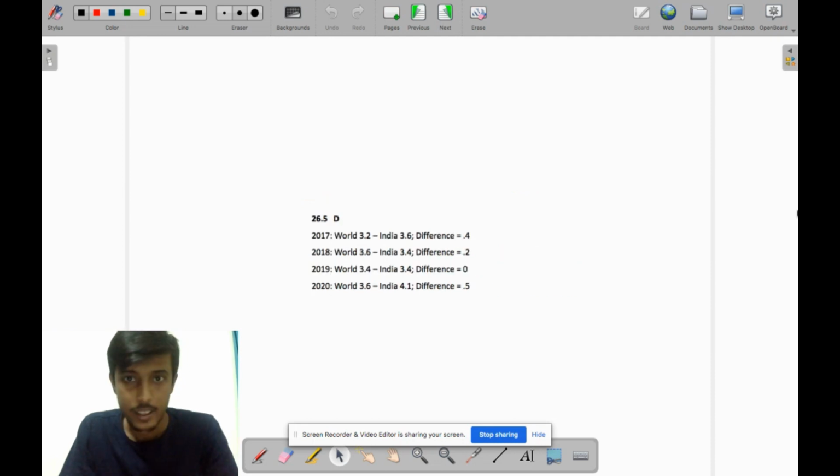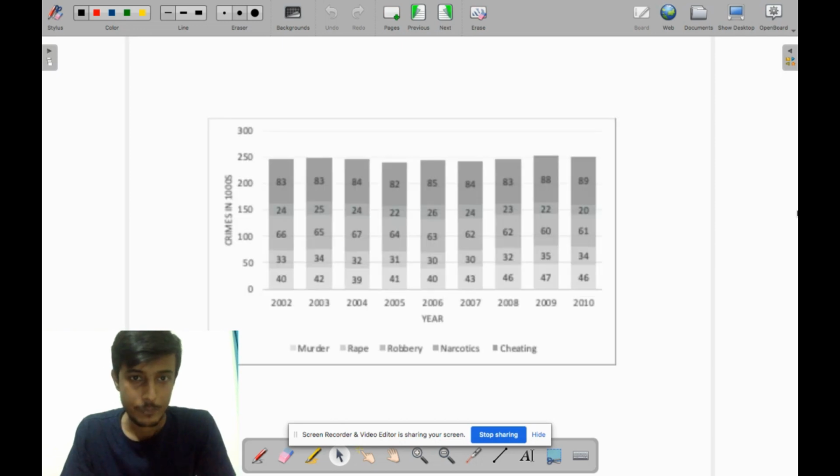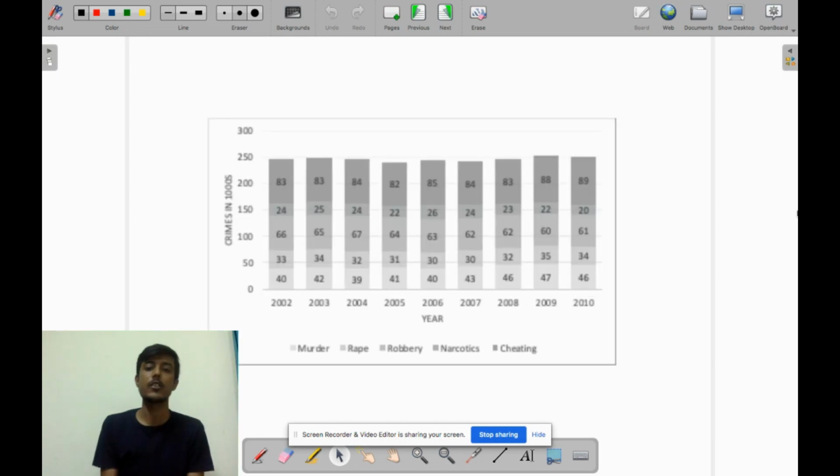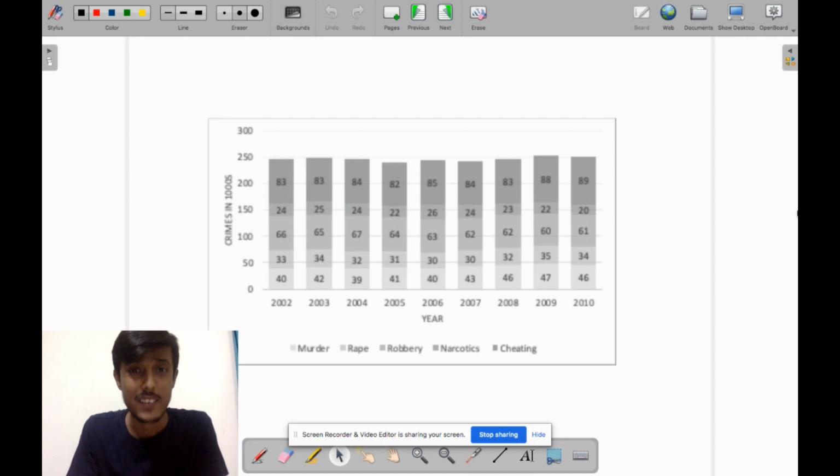Got it? I think it's quite simple. If you just look at the graph, you can answer all the questions. You don't even need to do the calculations, okay, mentally. Now coming to the third question, which is a bar graph. This requires a bit of calculation, but it's mostly addition and percentages.